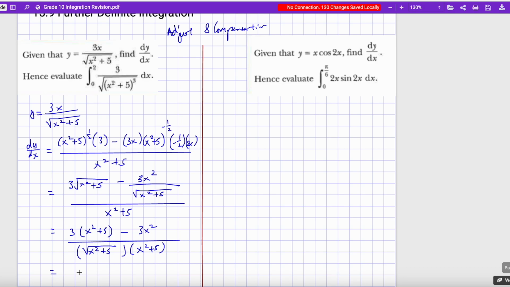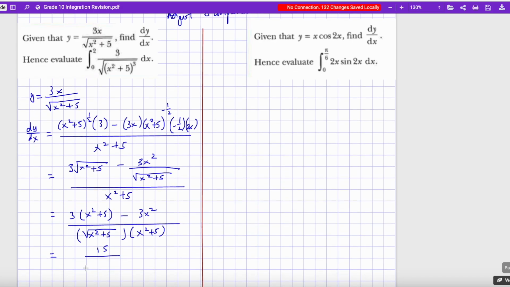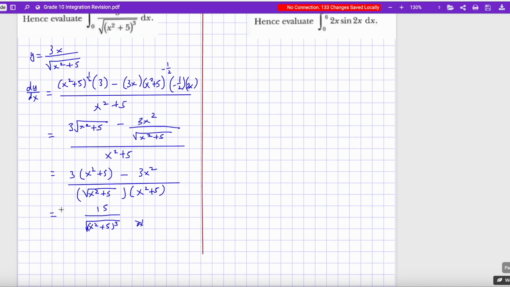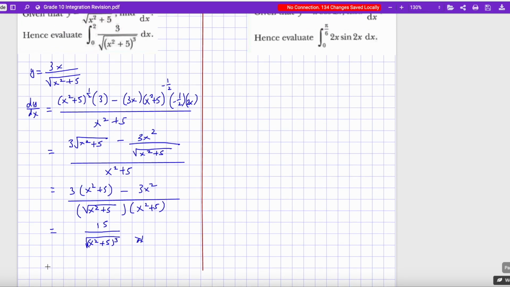We should be able to get 3x squared minus, so 15 then, whatever is left at the top. This we can convert into root of x squared plus 5 to the power of 3, which is similar to what we want to find in the second part, which is to integrate 3 over root of x squared plus 5 to the power of 3. So we are done with the differentiation. Let's go ahead and integrate what they want us to integrate.